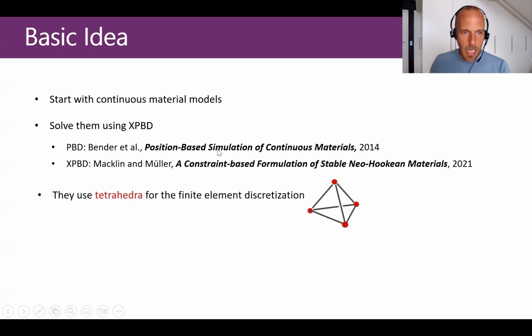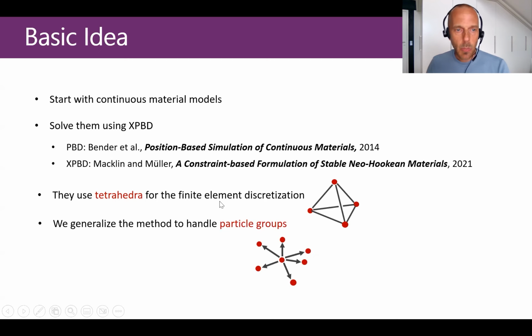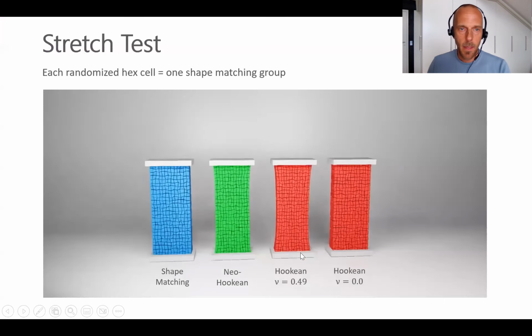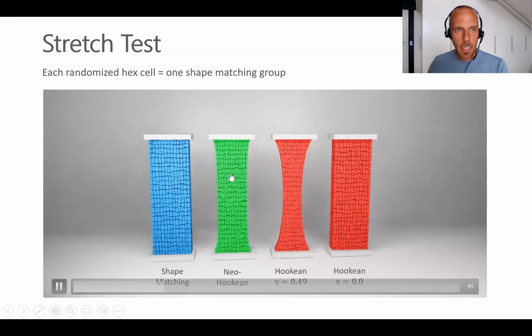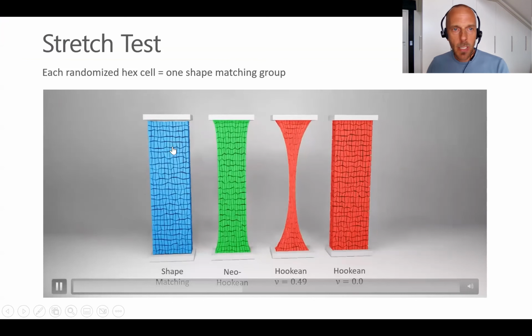These methods, however, use tetrahedra to discretize the models with the finite element method. So these are the basic building blocks, these tetrahedra. We wanted to generalize this method so that it works with general particle groups, just as with shape matching. So here's a first result. We simulate each randomized hex cell here as a separate shape matching group.